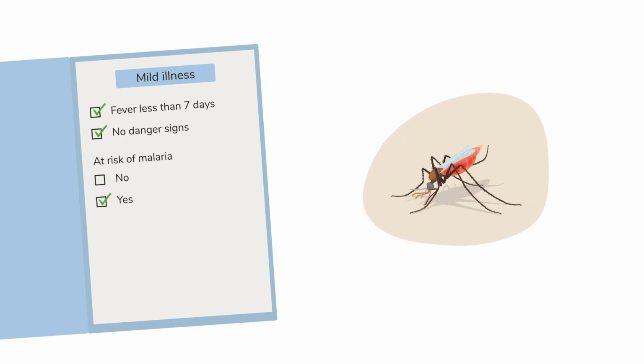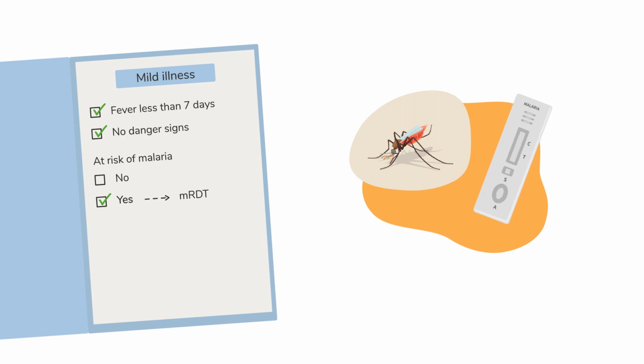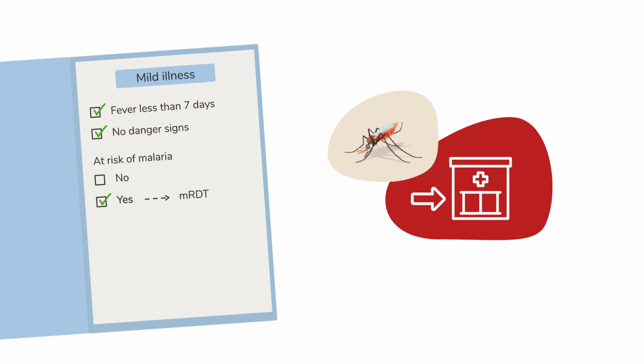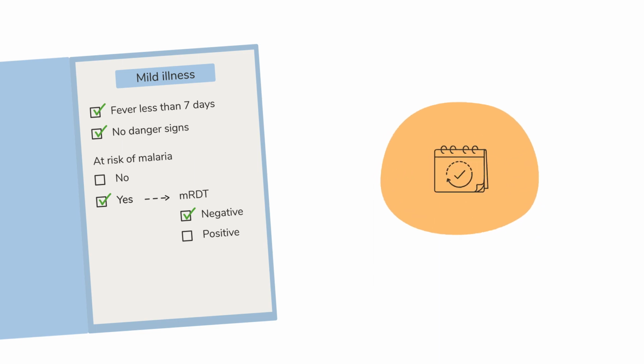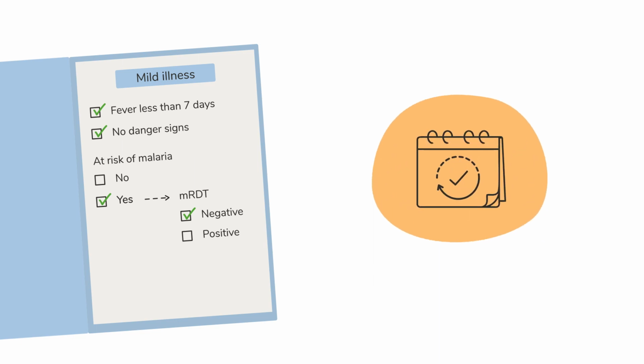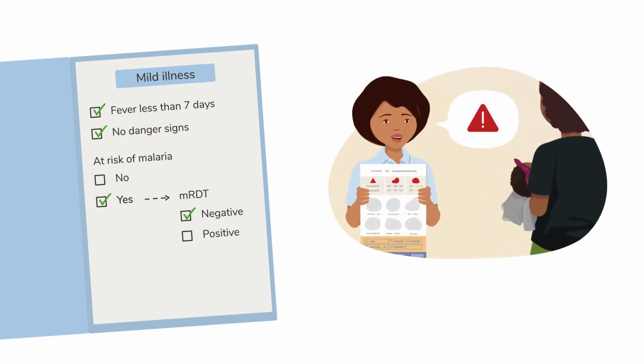If the child is at risk of malaria, do a rapid diagnostic test for malaria or MRDT if you can. If you cannot do a test, do not have any tests, or cannot prescribe medication, then refer the child immediately to a health facility. If the MRDT is negative, plan to follow up with the child in a few days or sooner if the child gets sicker. Educate the caregiver on the danger signs to look out for and what these mean.